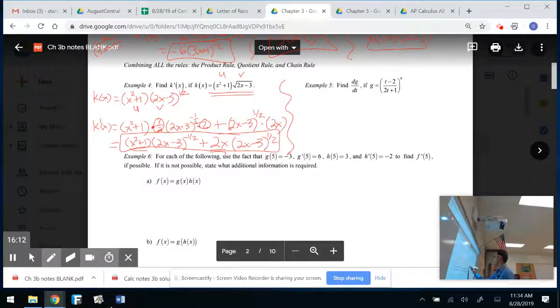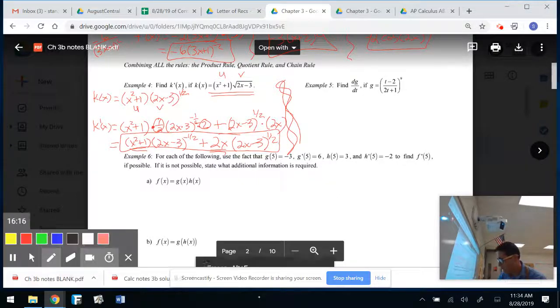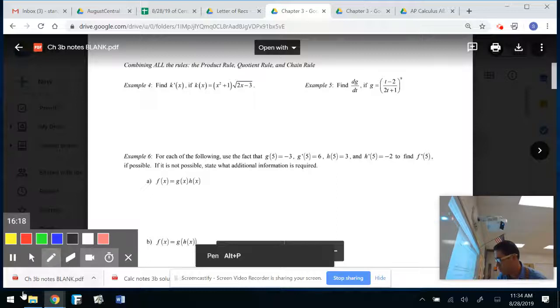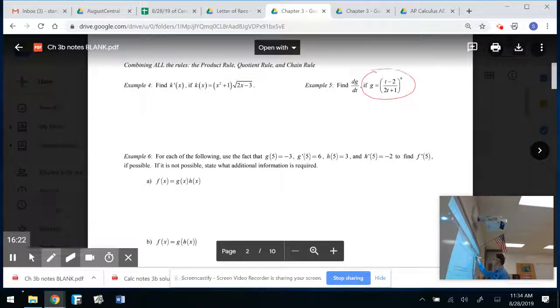Here we go, example 5. If you didn't have a shot at this bad boy, hit that pause button, okay? And give it a shot. I'm going to erase just so it looks a little cleaner, okay? Oh, sweet. Sweet, sweet, sweet.